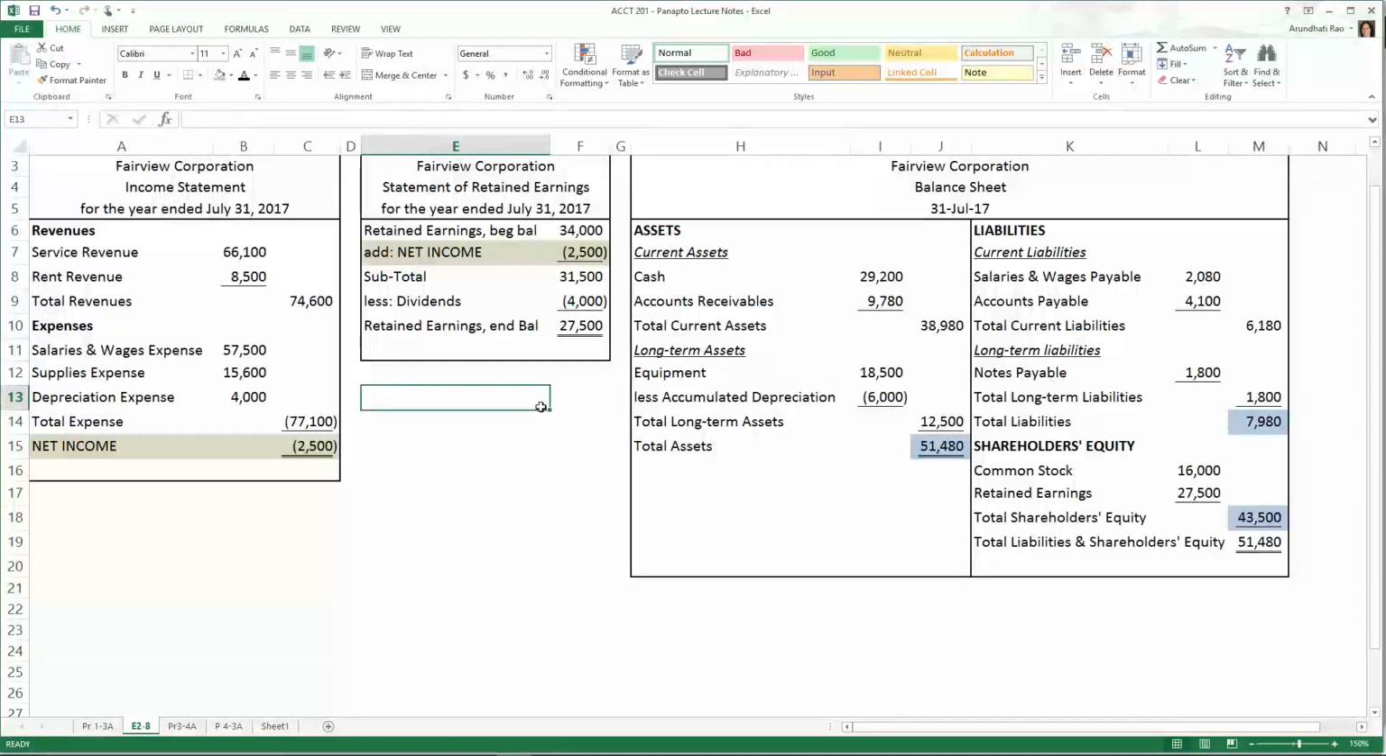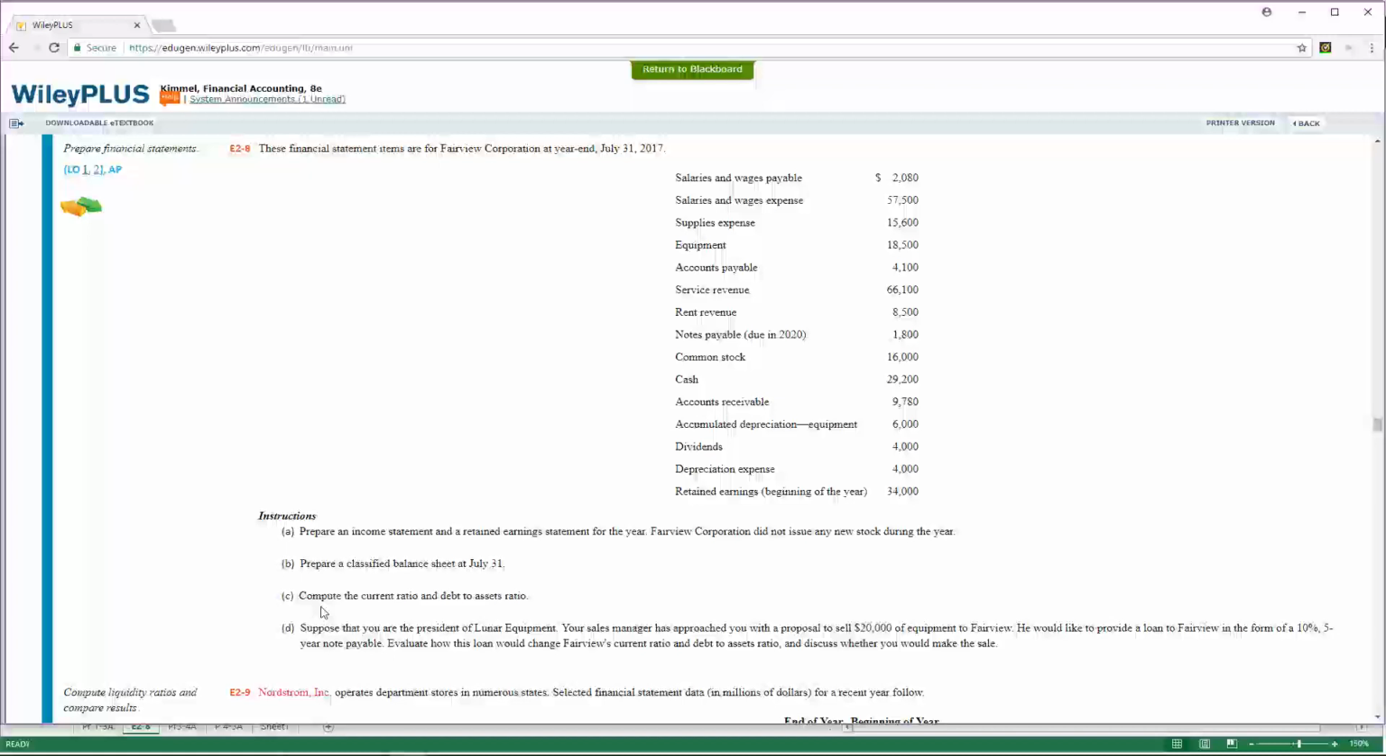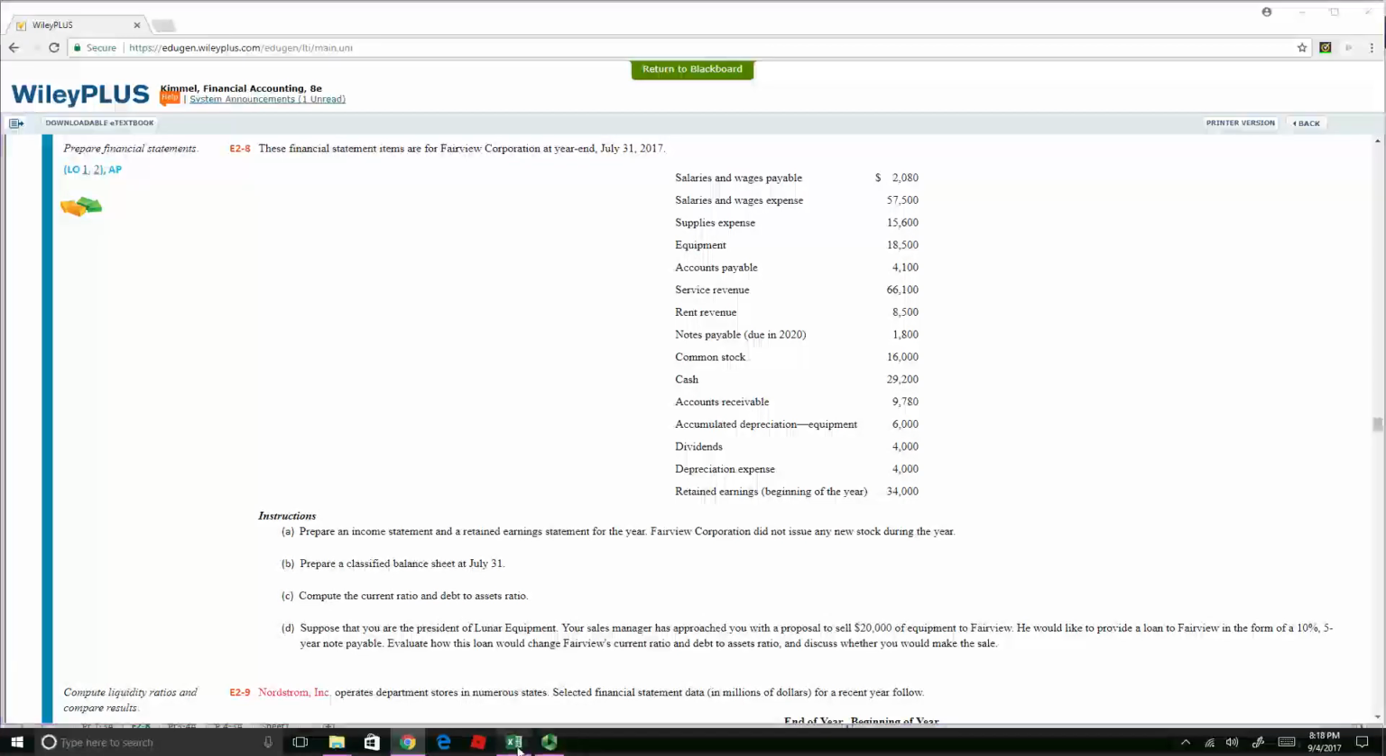Now that we have the first two parts done, preparing the income statement, the statement of retained earnings and the balance sheet, let's take a look at parts C and D. In part C, they've asked us to calculate the current ratio and the debt to asset ratio. So once again, let's see what that is.